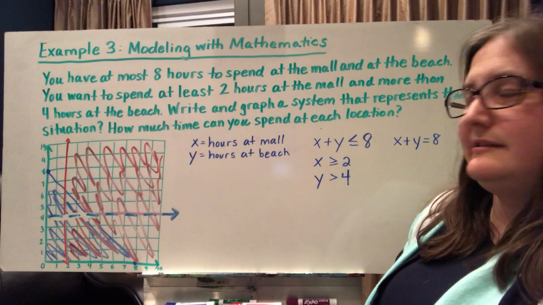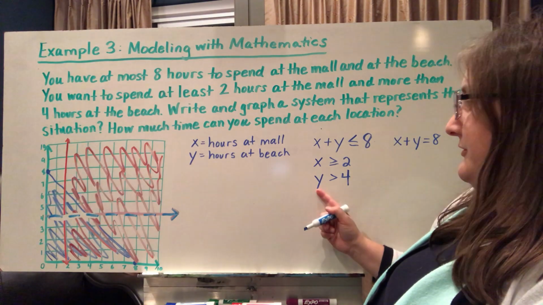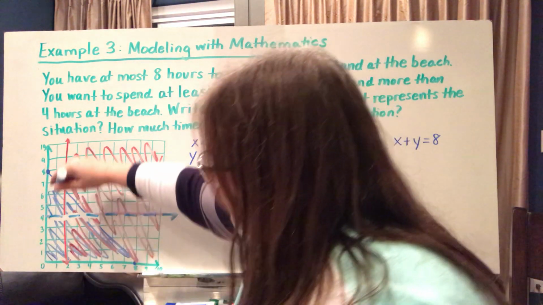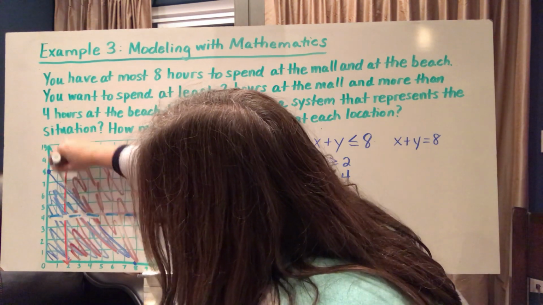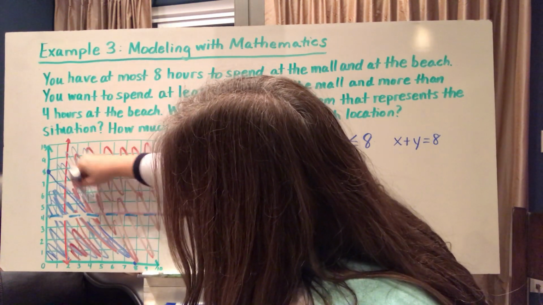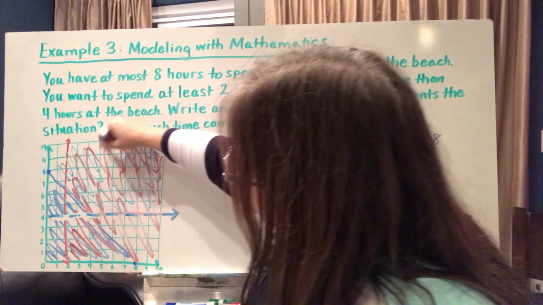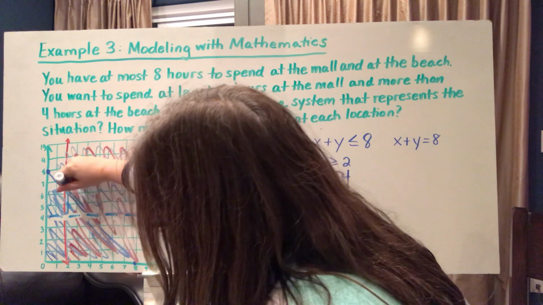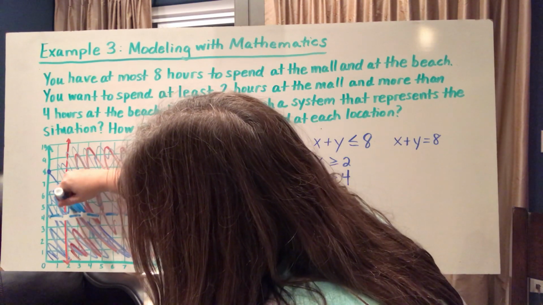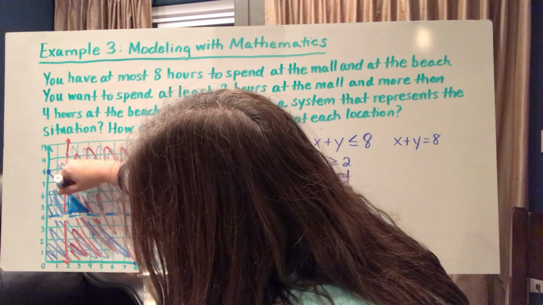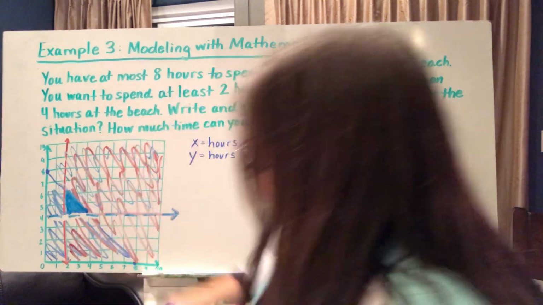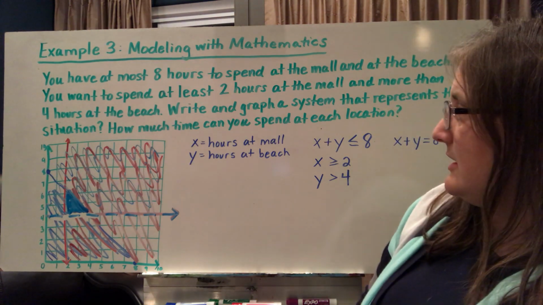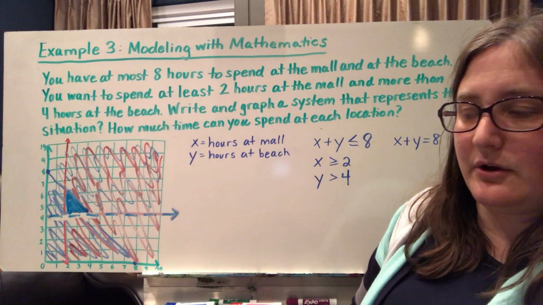All right, and if I'm going to test anything here, I'm going to test (0, 0). 0 is not greater than 4, so my (0, 0) point doesn't work. It's going to be everything above this line. So I end up with one small section here where all 3 overlap. I'll darken up that section. It's right in here, this little tiny triangle. Anything in that small area right here is a solution to my system of inequalities.